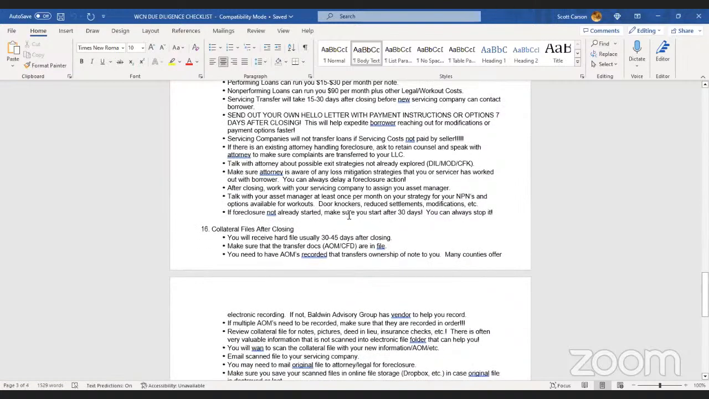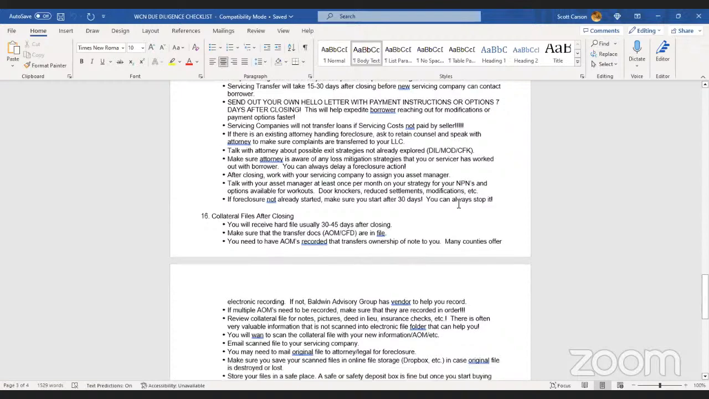After closing, work with your servicing company to assign you an asset manager. Every servicer should give you an asset manager who handles your notes, your portfolio. So schedule a call with them. Talk to your asset manager at least once per month on your strategy for your non-performing notes and options available for workouts. I wouldn't call them the 1st through the 5th because they're getting payments in, but maybe the 10th, or maybe after the 15th for the second option. And if somebody's not paying, find out what you can do: door knockers, reduced settlements, modifications, a whole variety of things that your servicer can work out with you. If the foreclosure is not already started, make sure you start it after 30 days. Like I said before, you can always stop it.